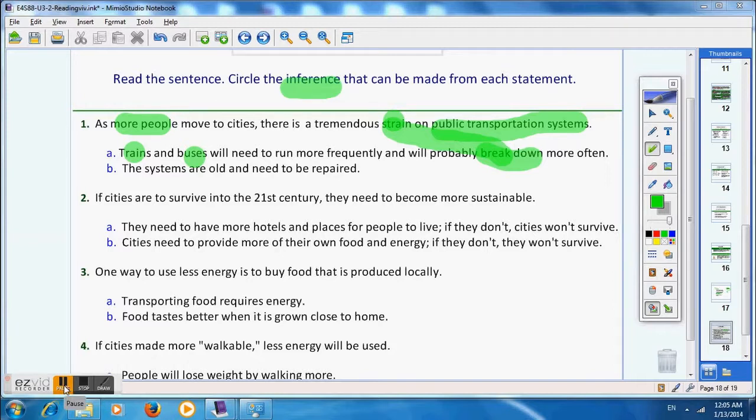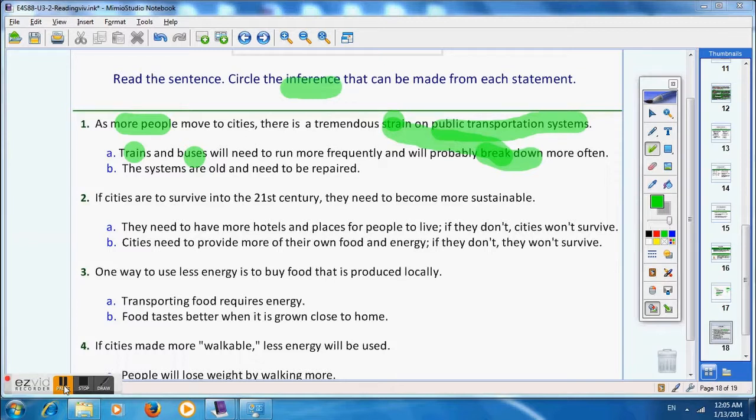2. If cities are to survive into the 21st century, they need to become more sustainable. Sorry for that. Again, I'll read the second statement. If cities are to survive into the 21st century, they need to become more sustainable. So what is the inference? A. They need to have more hotels and places for people to live. If they don't, cities won't survive. B. Cities need to provide more of their own food and energy. If they don't, they won't survive.